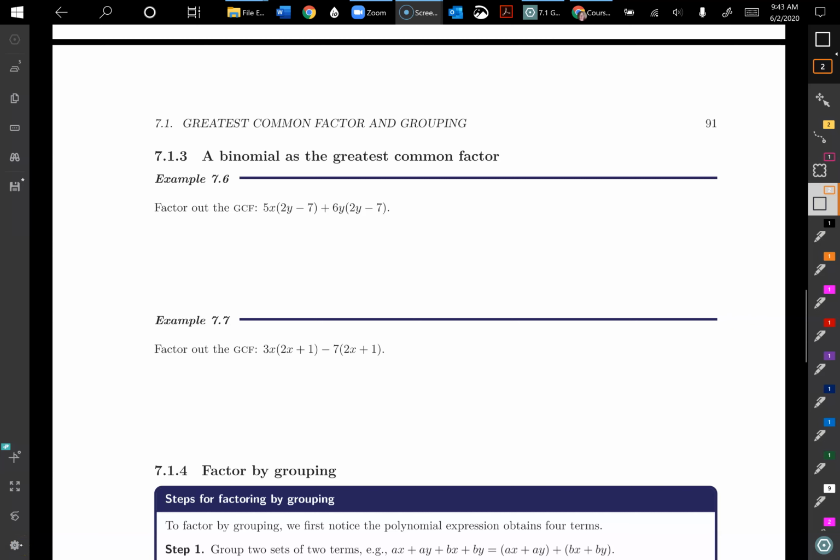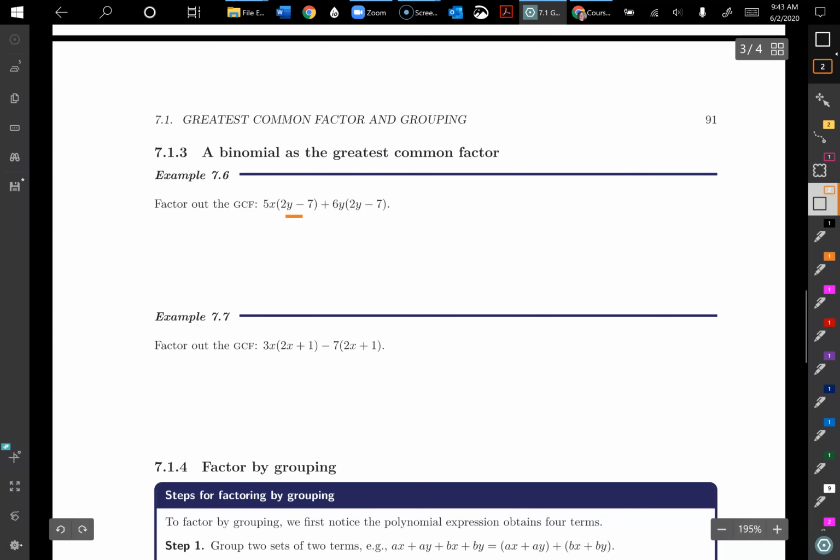Okay, now we're looking at page 91 of your workbook. This is part 2 of section 7.1. 7.1.3, a binomial as the greatest common factor. Example 7.6. So for this one, a greatest common factor, again, is any factor that, when it's raised up, you have in common, and you're taking the lowest exponent on it.